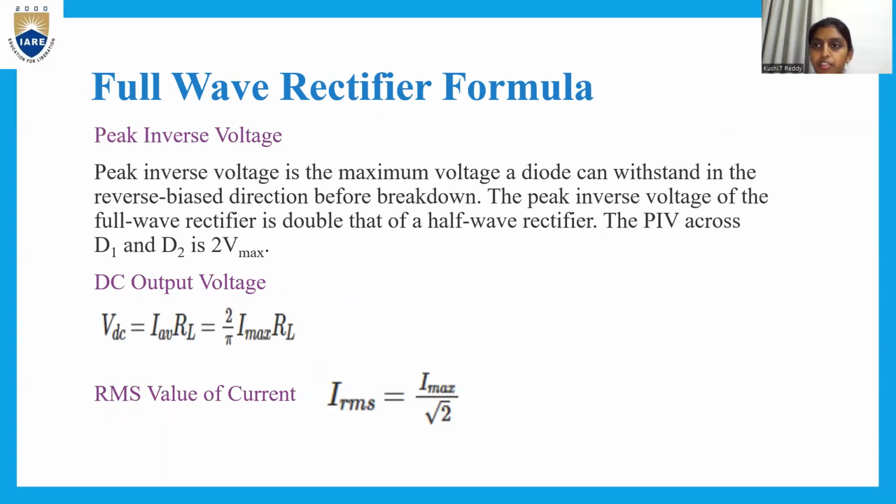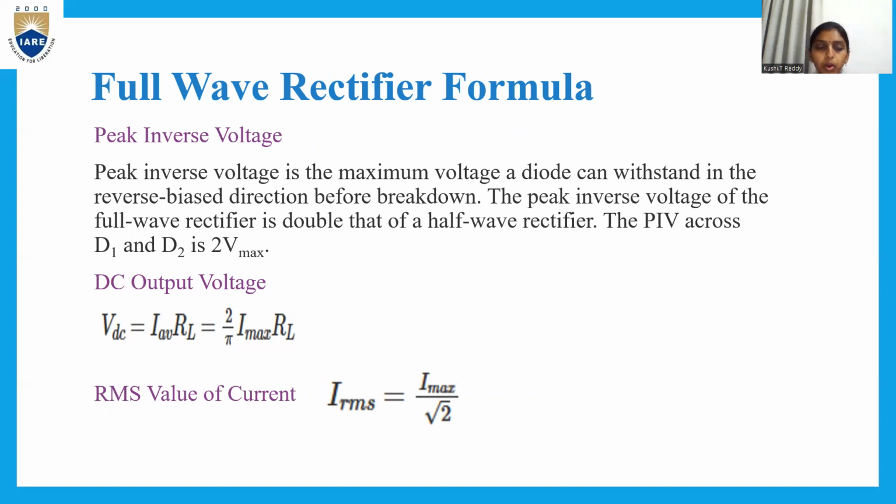There are some important formulas for full wave rectifiers. First one is peak inverse voltage. Peak inverse voltage is the maximum voltage a diode can withstand in the reverse bias direction before breakdown. The peak inverse voltage of the full wave rectifier is double that of the half wave rectifier. So the peak inverse voltage across the diodes D1 and D2 is 2Vmax.